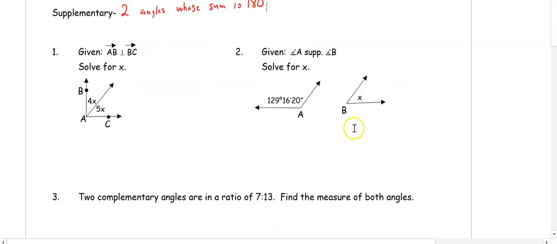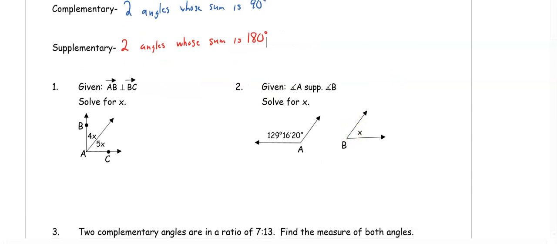So in number one, we have that ray AB is perpendicular to BC. So that means these two angles are complementary, which we can abbreviate comp for short. So they are equal to 90 degrees since we have that right angle. So 4x plus 5x is equal to 90. 9x is equal to 90, so we get x is 10.